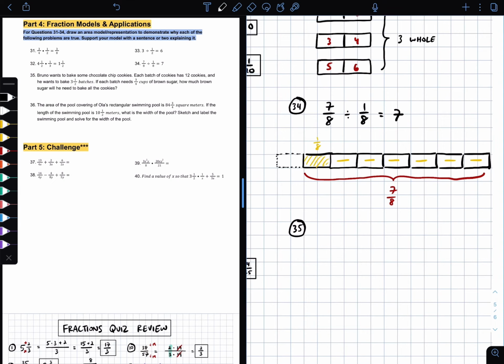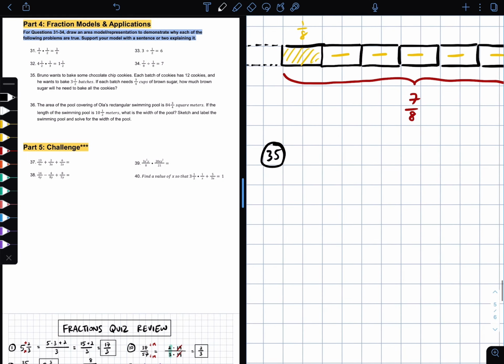He wants to make that many batches. Each batch needs 3/4 cups of brown sugar. So how many cups of brown sugar will he need? Okay, so the 12 cookies part is just not necessary information, but we do need it to know that he needs to make this many batches and he needs 3/4 of a cup each time.